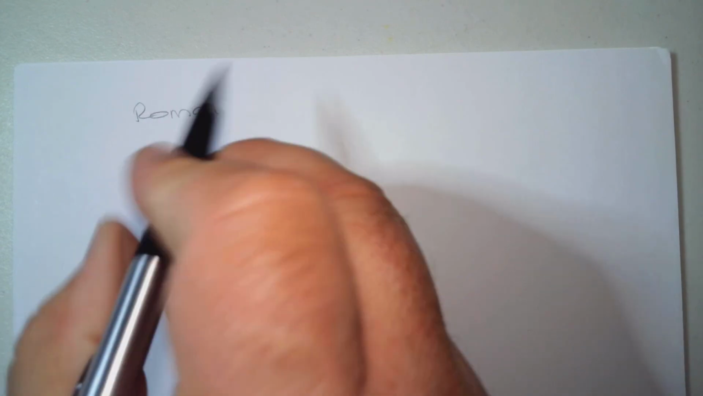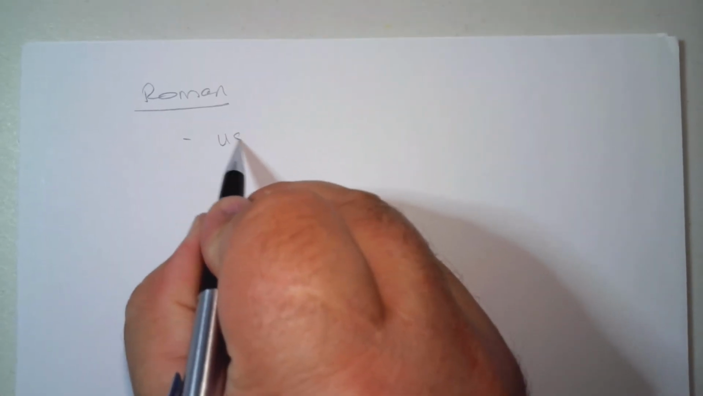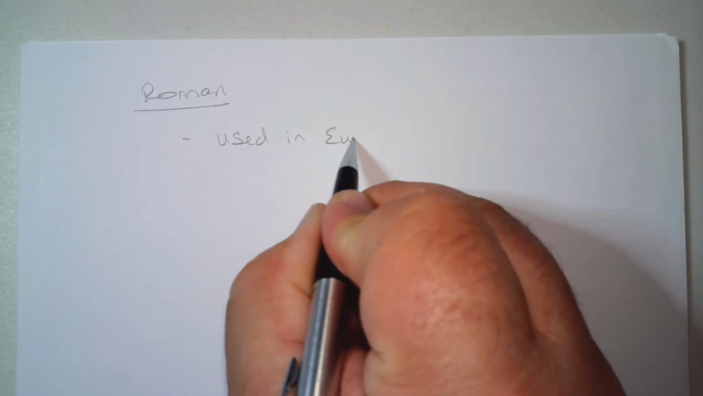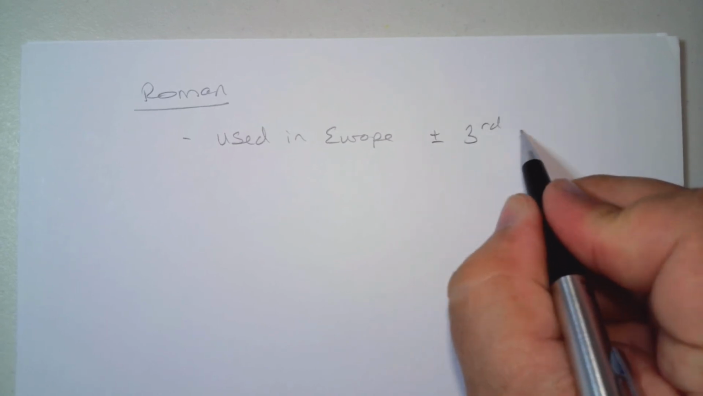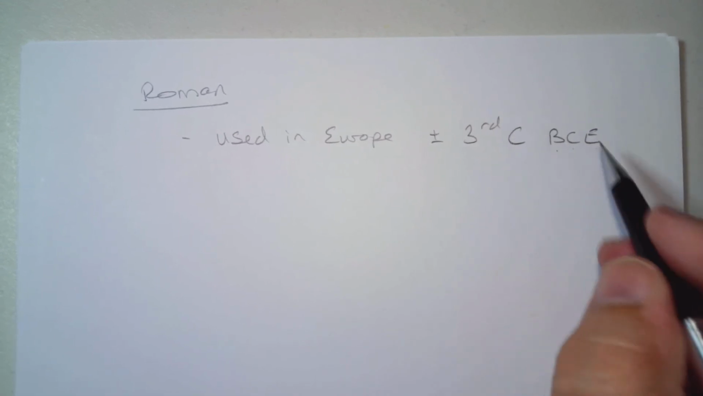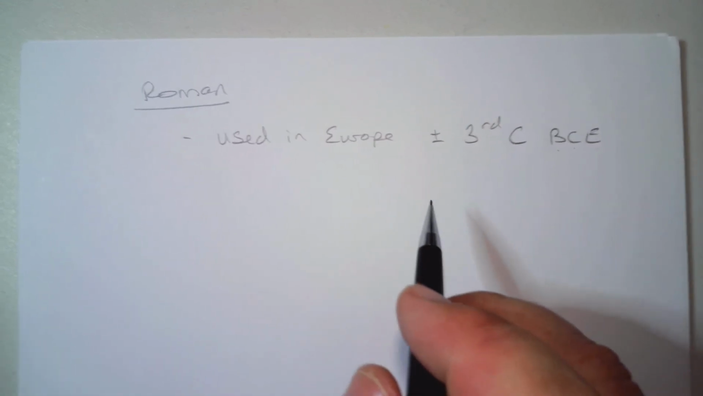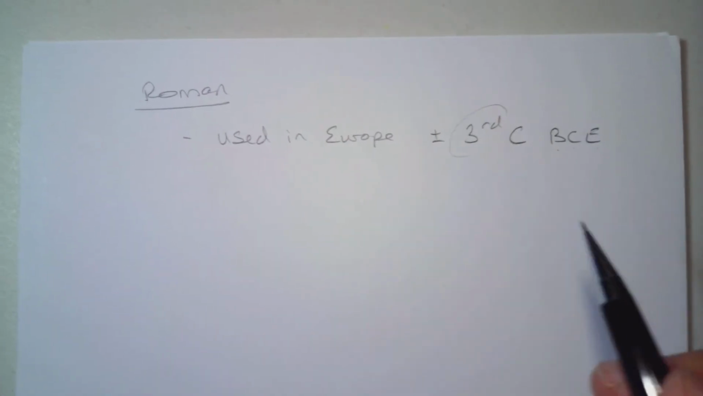And the next one we have are the Romans. The Roman numeral system is a more recent one. It's used in Europe. It's about the 3rd century BCE. Before current era, before now. Alright, so what does this have? So, what do you mean by say 3rd century?